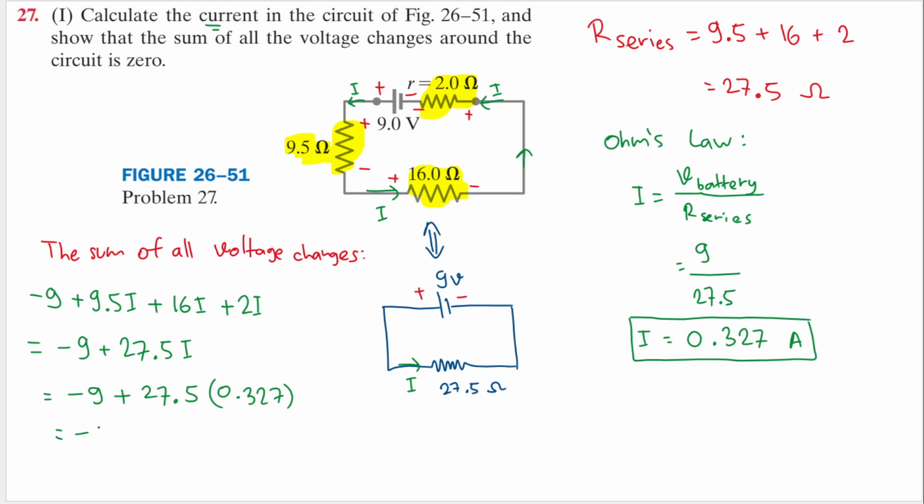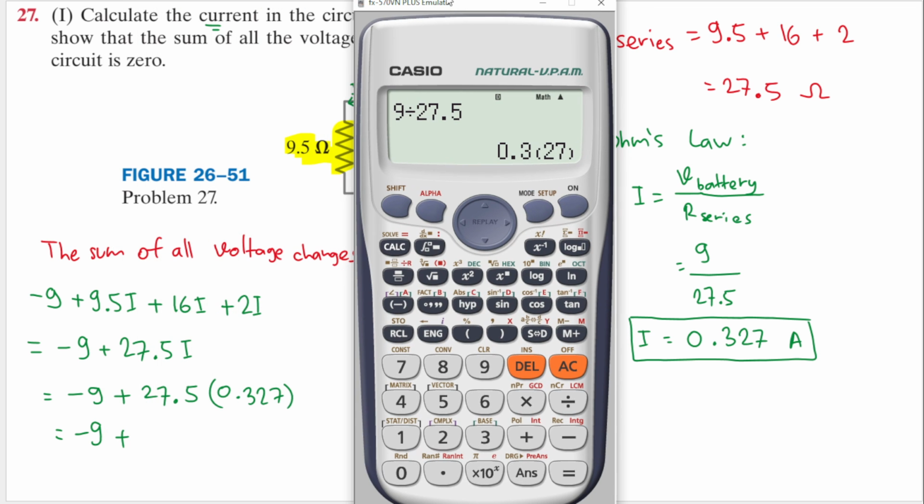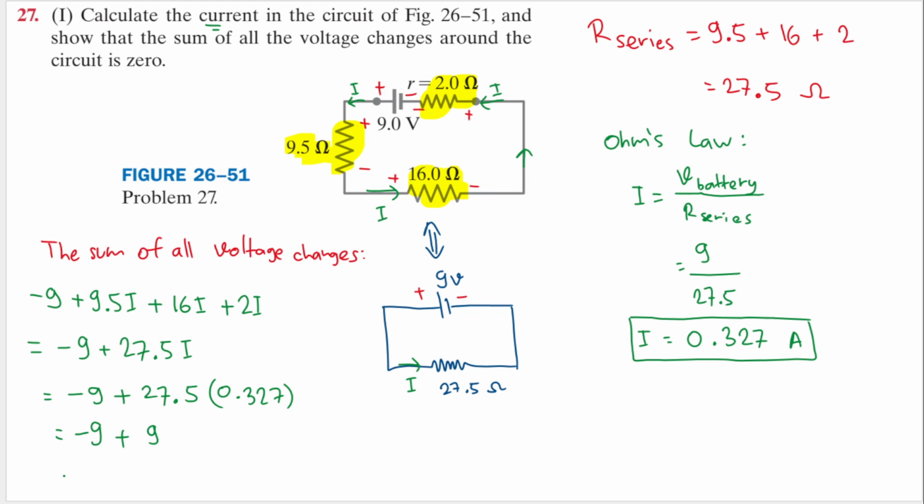Okay, and so I will have minus 9 and then plus, maybe that is the job of our calculator here. So I will have 27.5 times 0.327. That should be 8.99, or this is because of the rounding error, so I will have 9 here. So this will be 0. So the sum of the voltage is equal to 0, which is exactly what the Kirchhoff loop rule says.